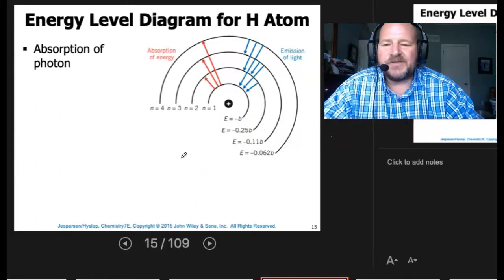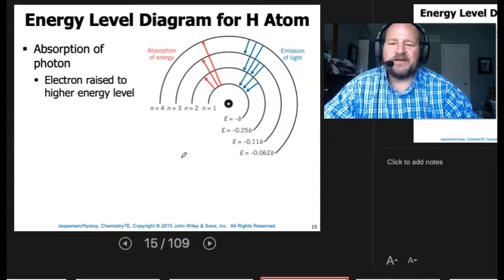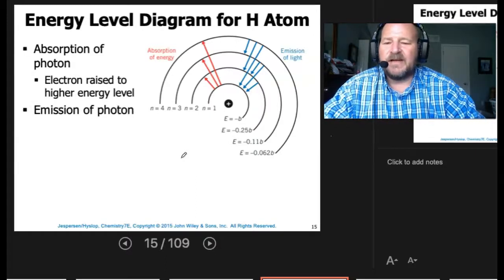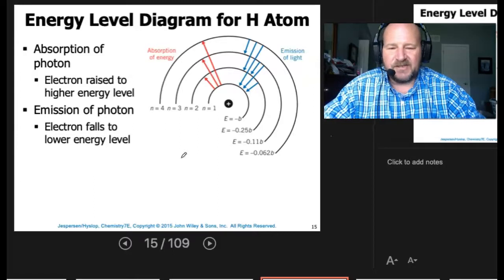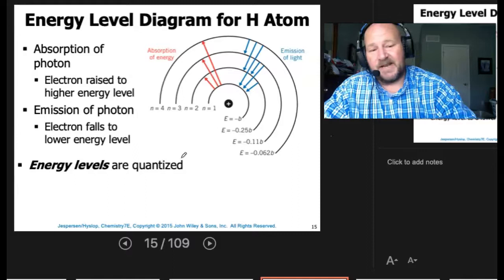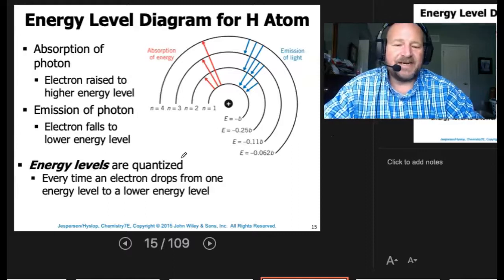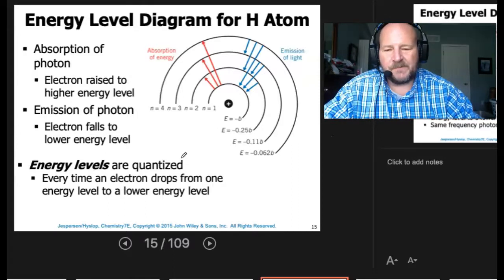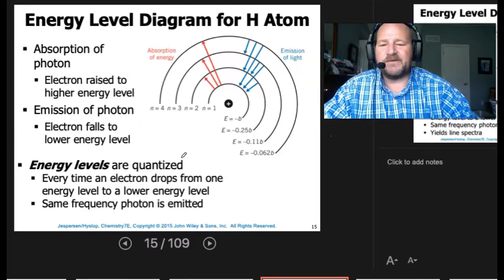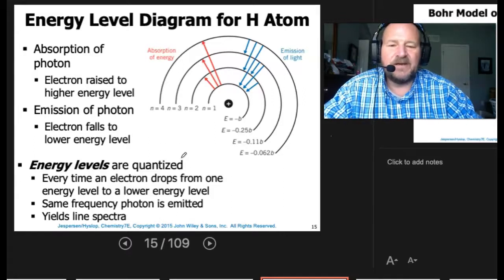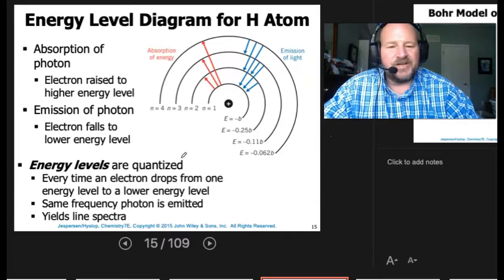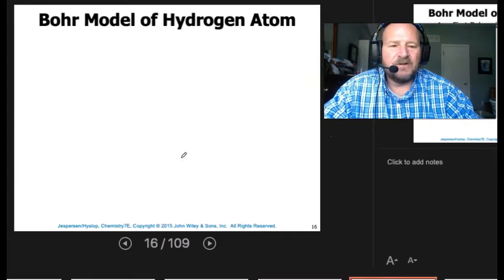Okay, now that's the absorption of a photon, which means if we absorb that photon, the electron is going to raise up to a higher energy level. Now the emission of a photon means the electron is going to fall to a lower energy level. And again, remember, going back to the beginning of this, our energy levels are quantized, which means every time an electron drops from one energy level to a lower energy level, it has to be some sort of frequency that the photon is emitted, right? So these have to be within that same quantum, okay, which is going to yield you a line spectra.